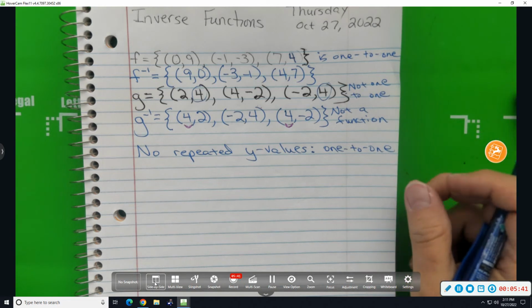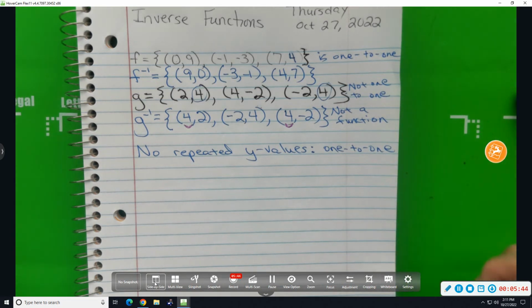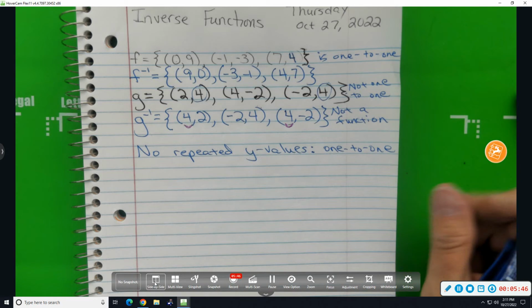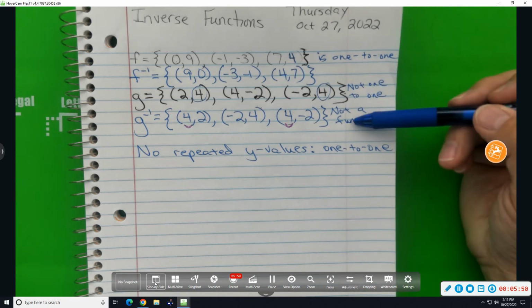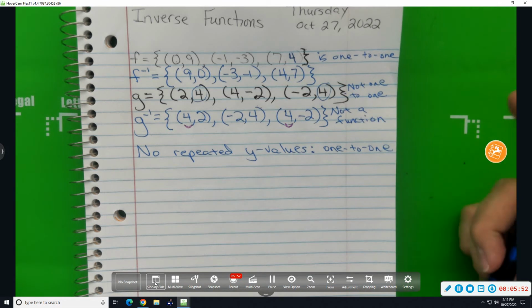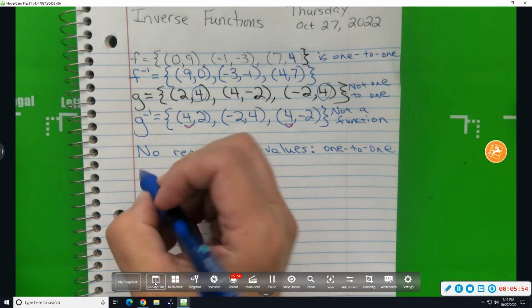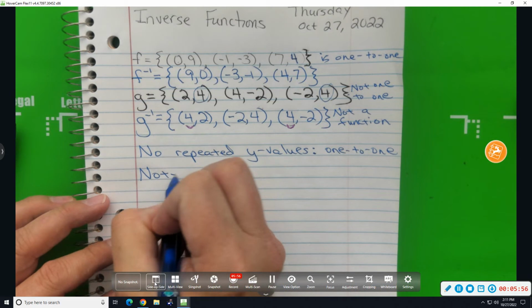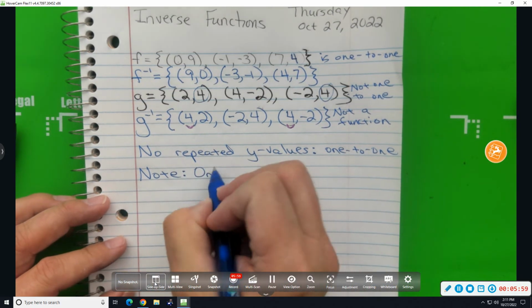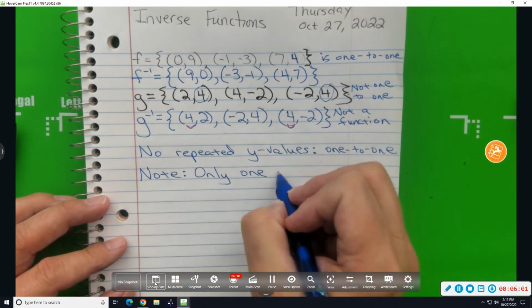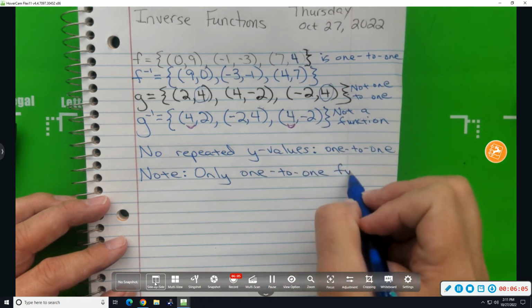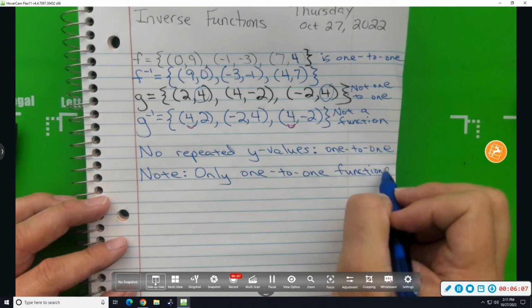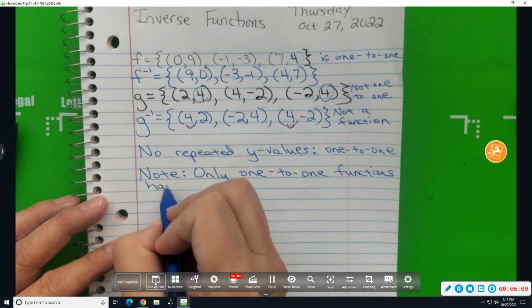1-to-1 functions are important because only 1-to-1 functions have inverses that are functions. If a function is not 1-to-1, you can still find the inverse. It's just not going to be a function. So I'm going to say, note, this is an important note: only 1-to-1 functions have inverses that are functions.